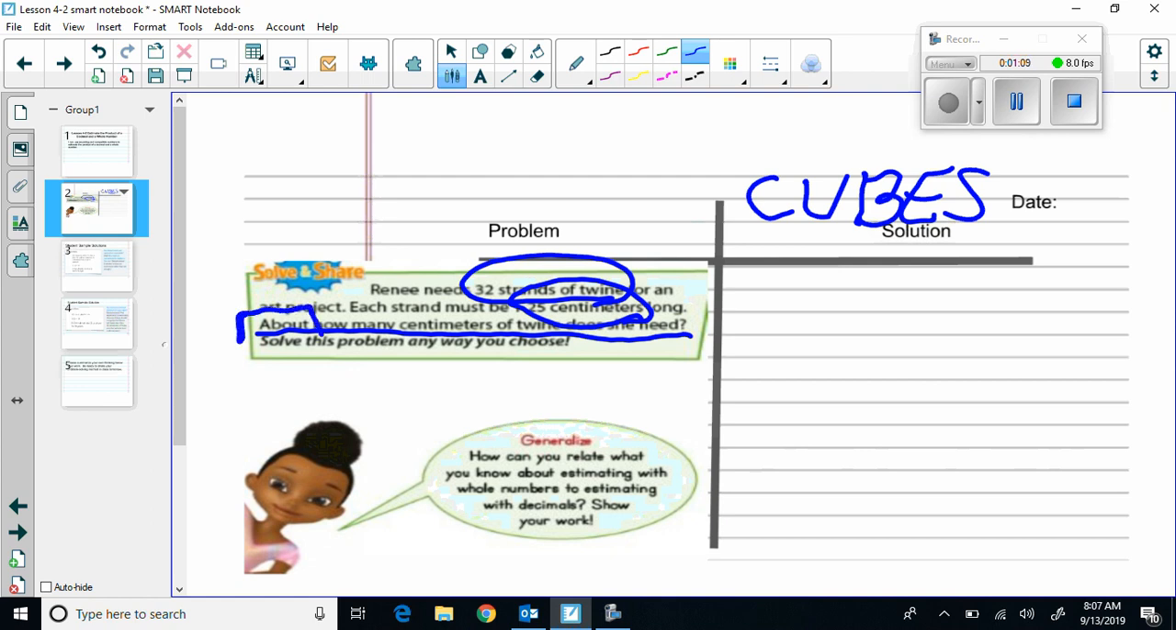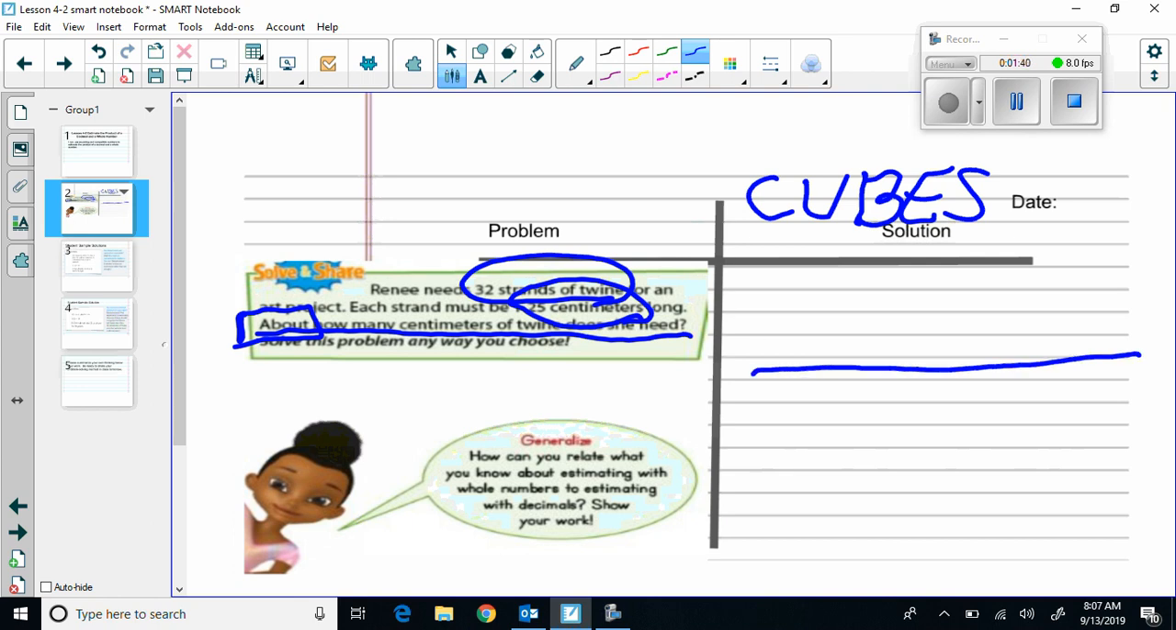About, I'm going to box "about" because that is a light bulb in my brain that says I need to estimate. And as I evaluate this problem, I need to go back to our I can statement that says I can use rounding or compatible numbers to solve it. She needs 32 strands of twine, and each strand must be 1 2,500 centimeters long. About how many centimeters of twine does she need?